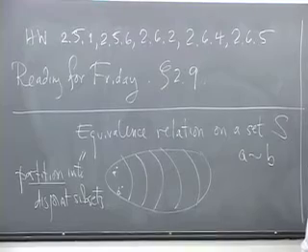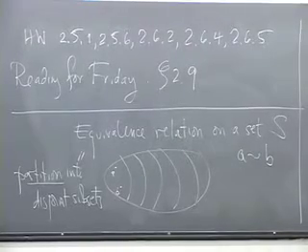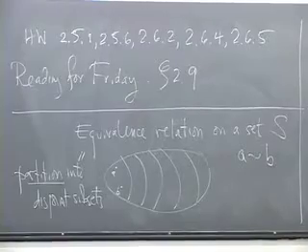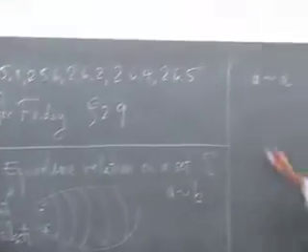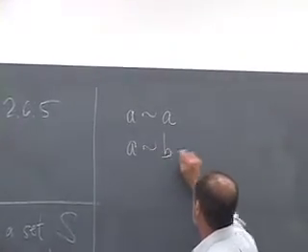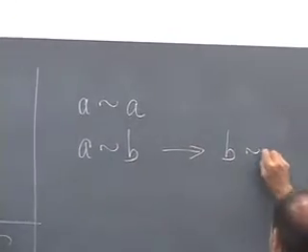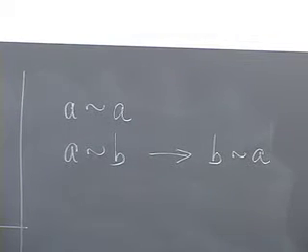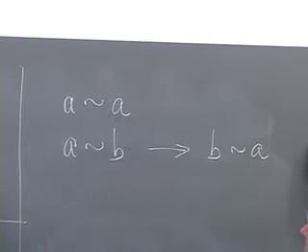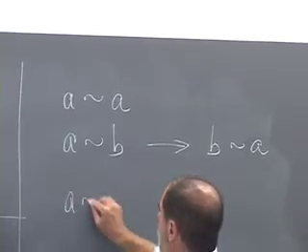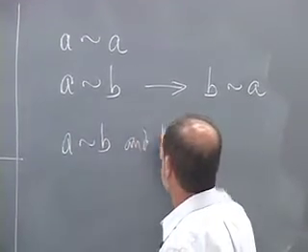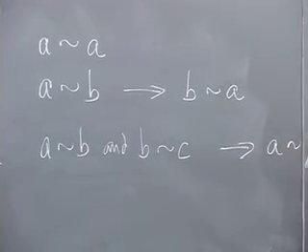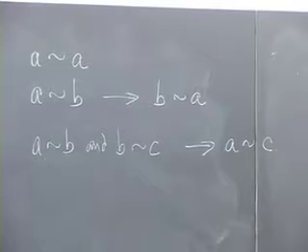One is A is always equivalent to A. It's always in its own subset. That's more or less obvious. That's called whatever it is, the reflexive property. I forget what they're called. And then there's the symmetric property. If A is equivalent to B, that implies that B is equivalent to A. If A and B are in the same subset, then they're equivalent in either order. And the third property is if A is equivalent to B and B is equivalent to C, that implies that A is equivalent to C. That's called the transitive property.